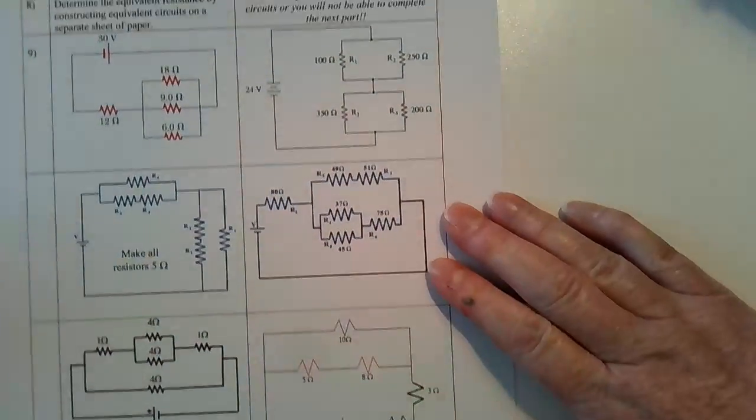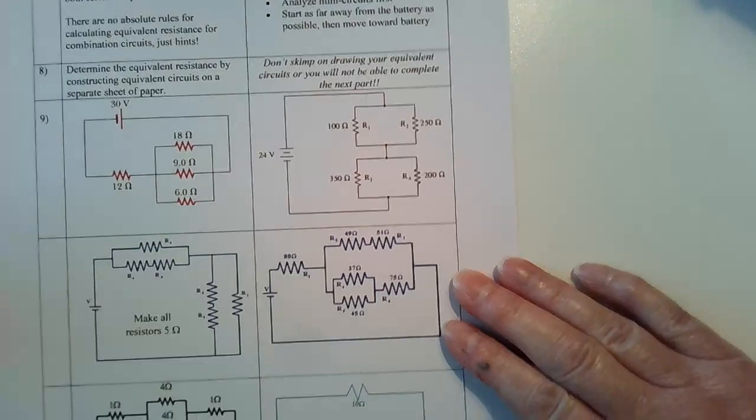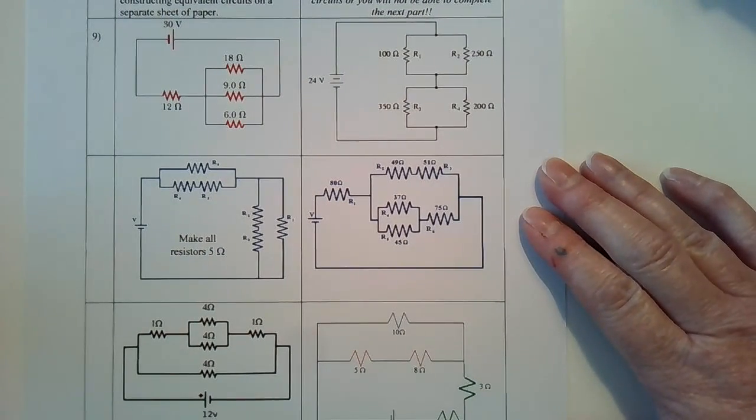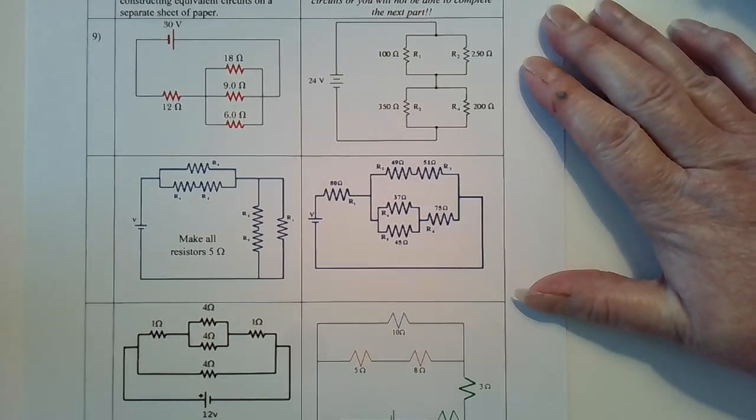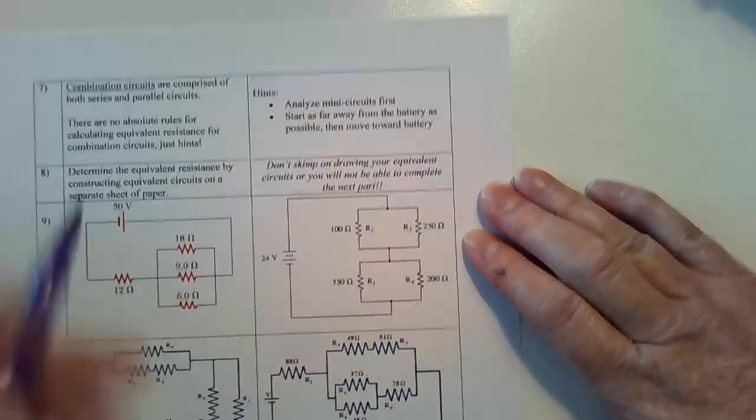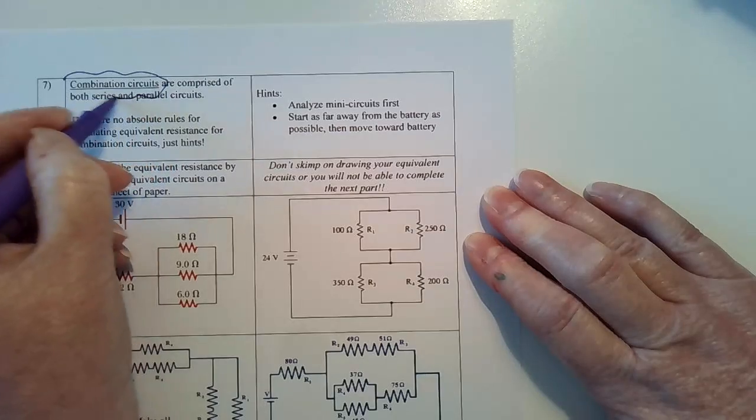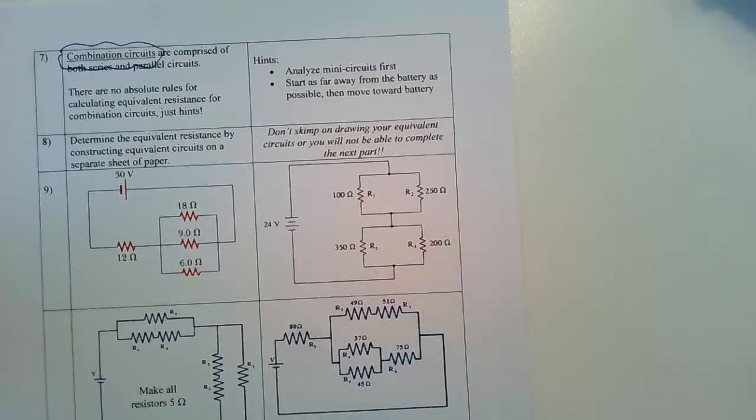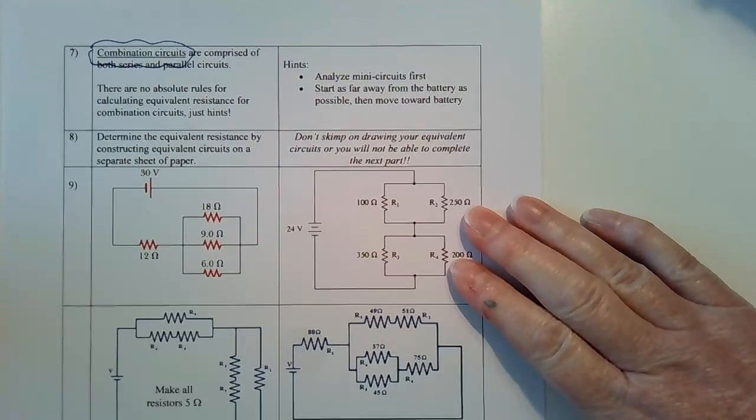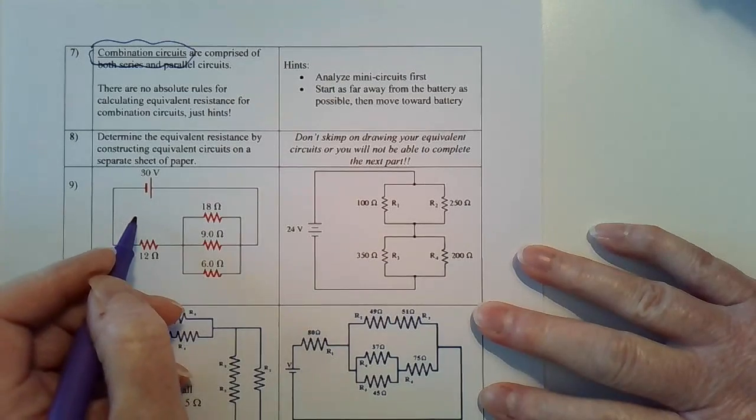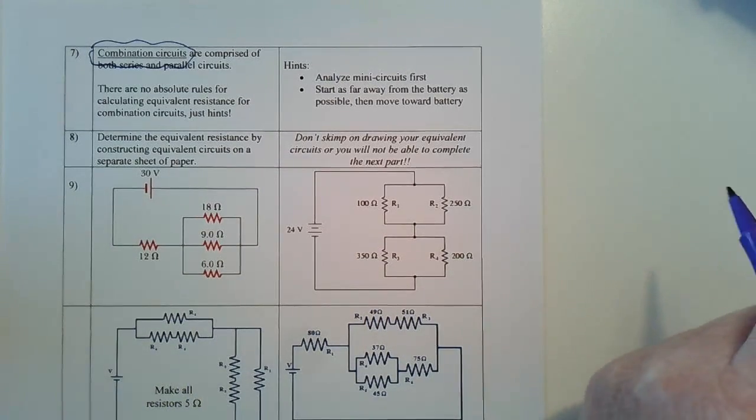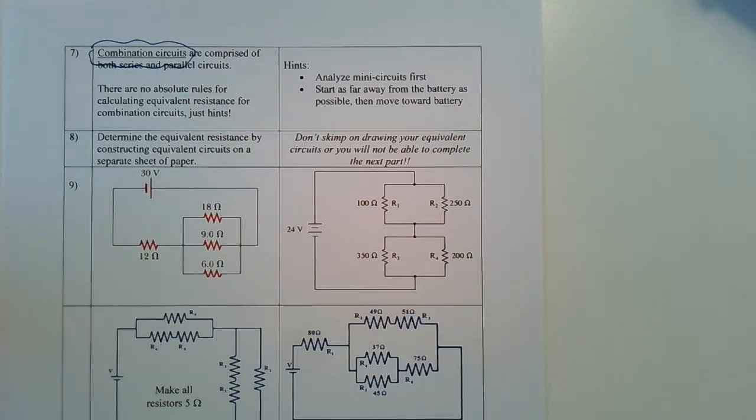Now it's when it gets a little bit more complicated. All right, so you can start to see here that we're going to have some fancy circuits. Fancy. And when you have fancy circuits, they are called combination circuits. Combination circuits means that there's some pieces of the circuit that are in series, and there's some pieces of the circuit that are in parallel, and we have to find the REQ of each of these complex circuits or combination circuits.